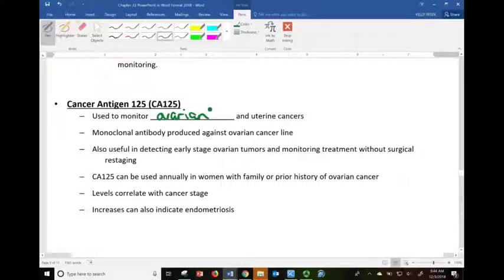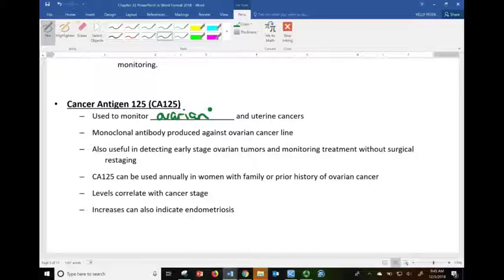CA-125 is a monoclonal antibody produced against the ovarian cancer cell line. It's also useful in detecting early-stage ovarian tumors and in monitoring treatment without the need for surgical restaging. So we don't have to get histological specimens to stain again to restage the disease.